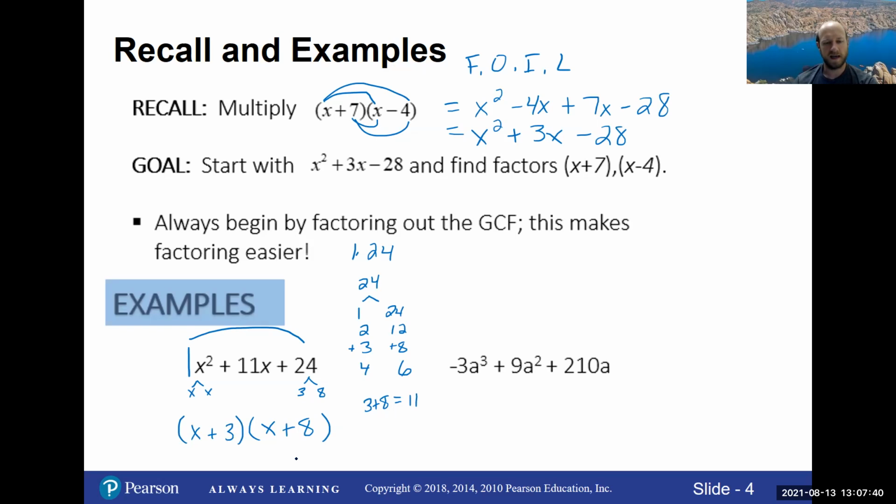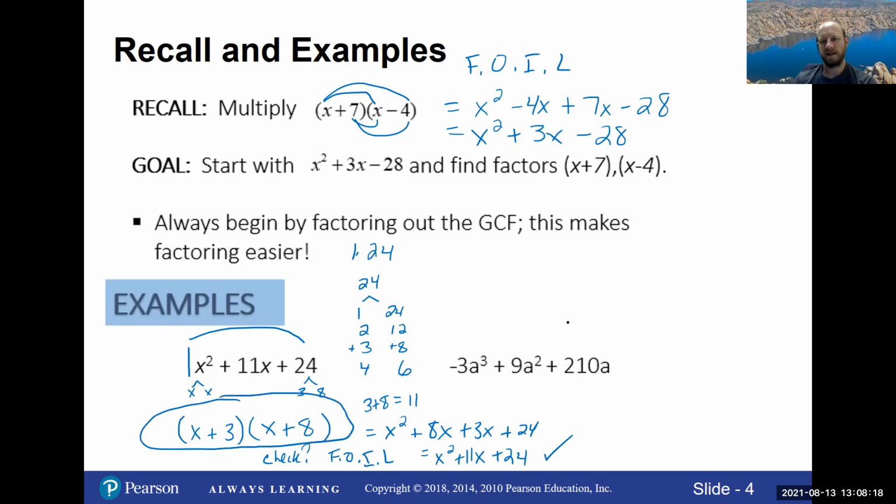And if you're unsure of that, how can you check it? Well, we would FOIL it. I can do that here. X times x is x squared. X times 8 is 8x. 3 times x is 3x. And 3 times 8 is 24. And that equals what I originally started with when I combine like terms of 8x and 3x. So I know that I did it right. So this checks out. But here's my answer.